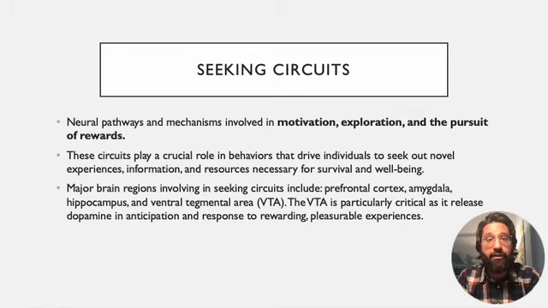And there are a number of brain regions that are associated with these seeking circuits, right? The prefrontal cortex, our amygdala, our hippocampus, the ventral tegmental area, and the VTA is particularly important as this region of the brain is where the neurotransmitter dopamine is typically released in anticipation of something rewarding or pleasurable coming later. So dopamine is a neurotransmitter, neurotransmitters being chemical messengers in the brain, and dopamine being a crucial neurotransmitter in motivational behavior, in keeping us on task and pursuing goals and objectives in life.